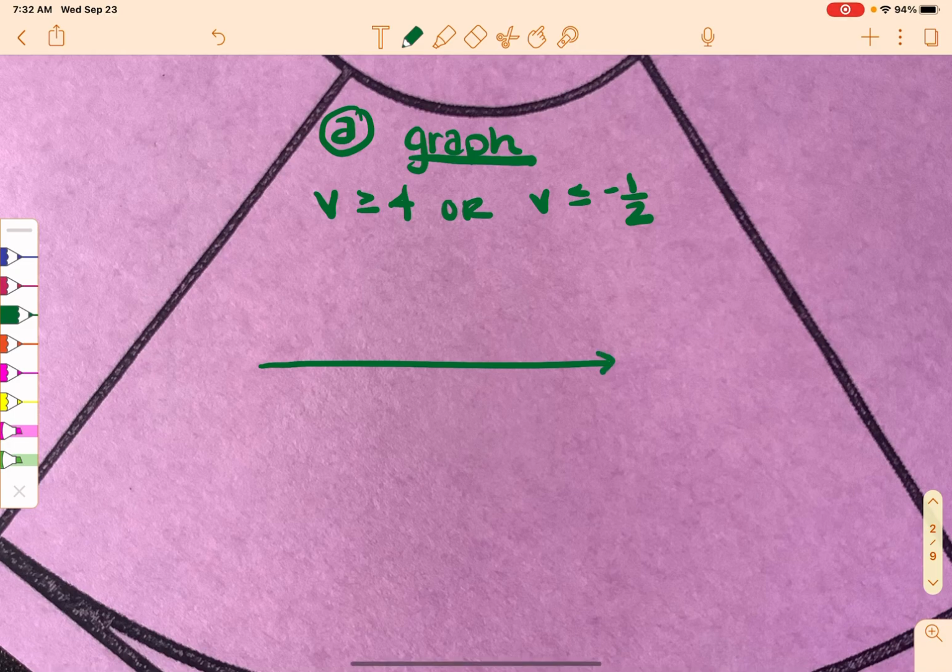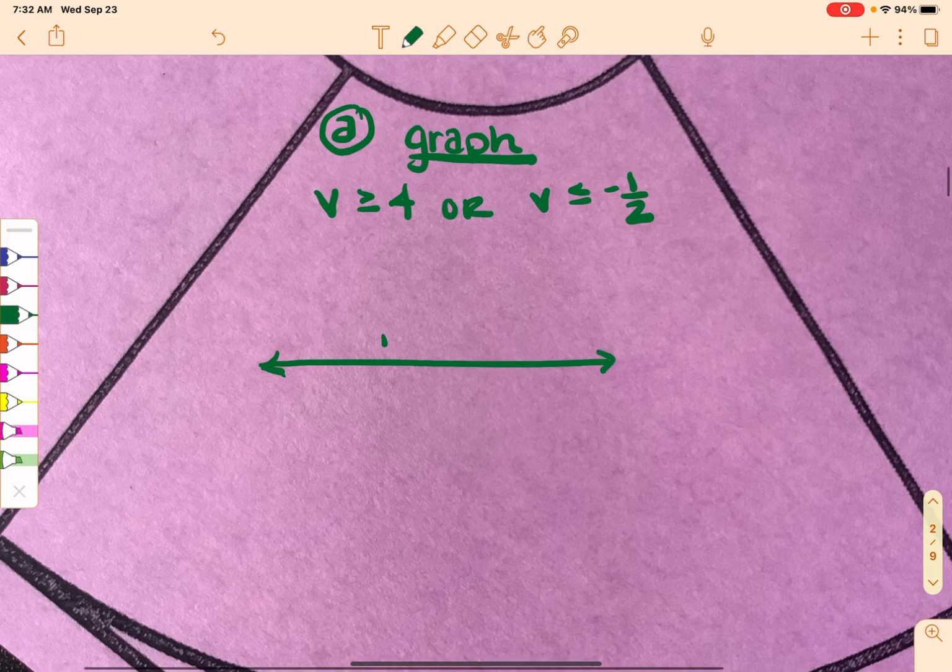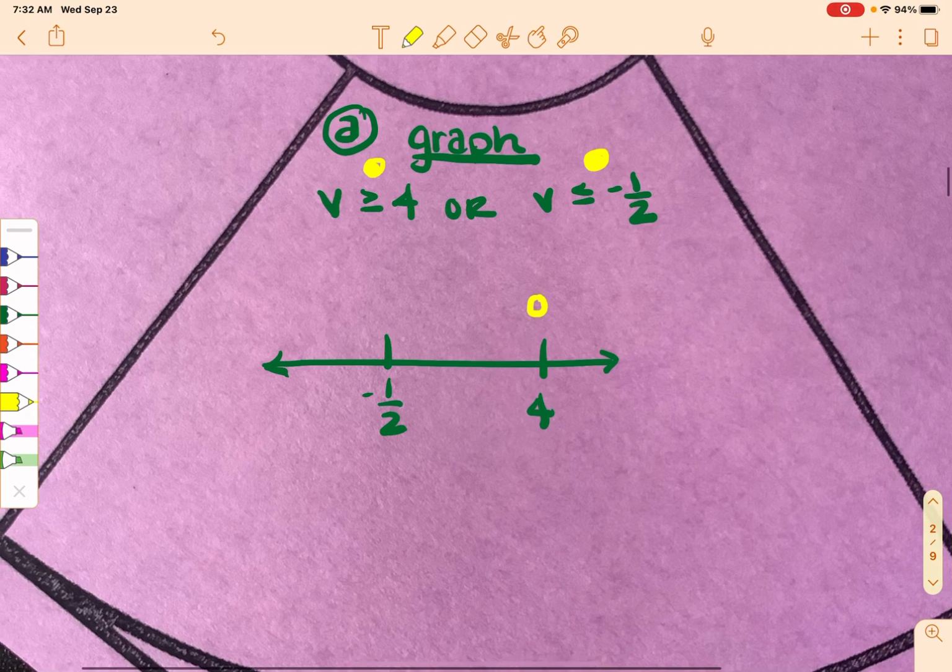So when I look at my number line, I know I've got to get -1/2 and 4 on there. If you want to put more numbers than that, that's perfectly fine. But you have to at least have that. So on both of these, I can tell they're going to be filled in, or closed circles, as some people call them. So on the first one, I'm going to have a closed circle at 4. And since the variable goes first, the line's going to go in that direction, which means it's going to go this way.